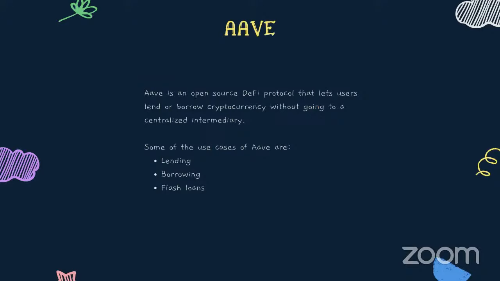So one use case of Aave is lending. You can deposit your funds to Aave, and when you deposit them, you are earning interest on it.